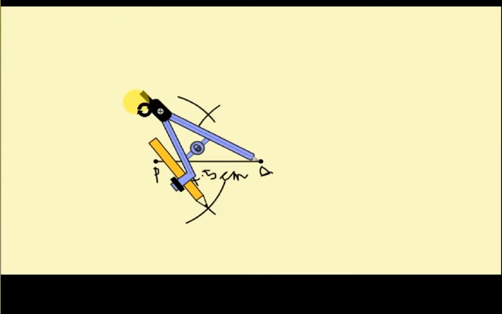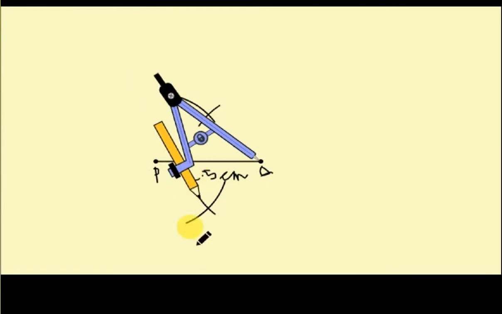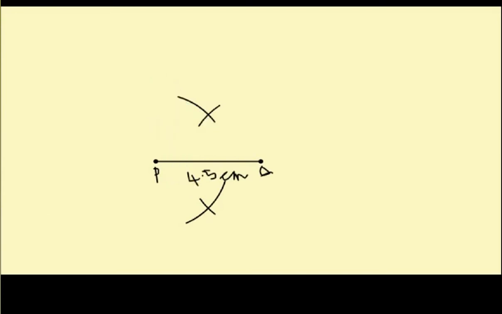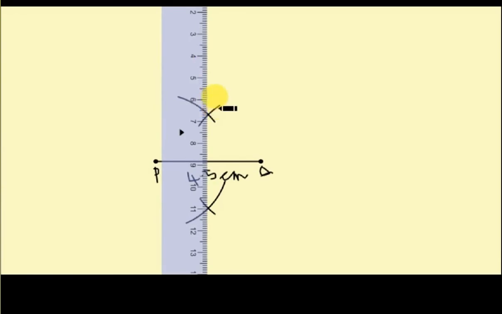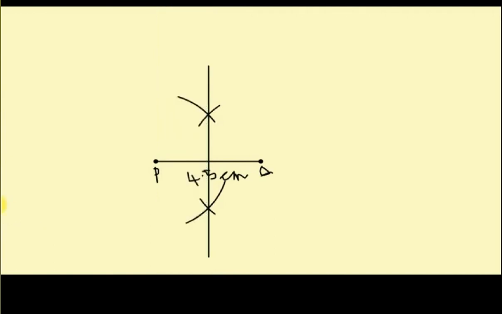So we have constructed the bisecting arcs of our PQ line. Now we are going to draw a line joining both arcs. So this is our bisector line of P and Q. We are going to mark this as G. This bisector line is the median, so mark it as G.